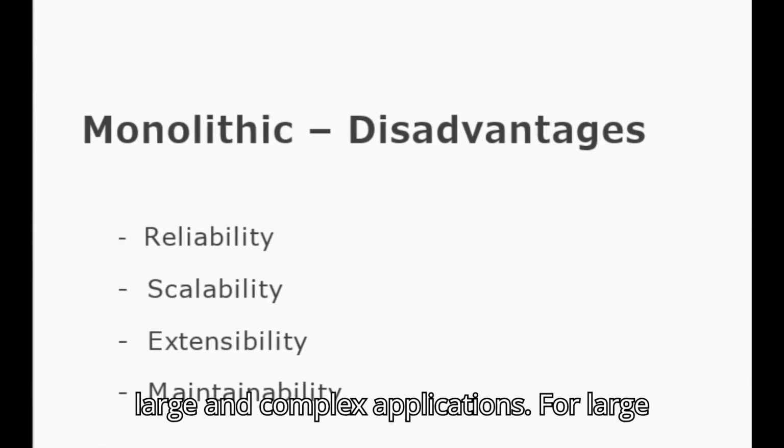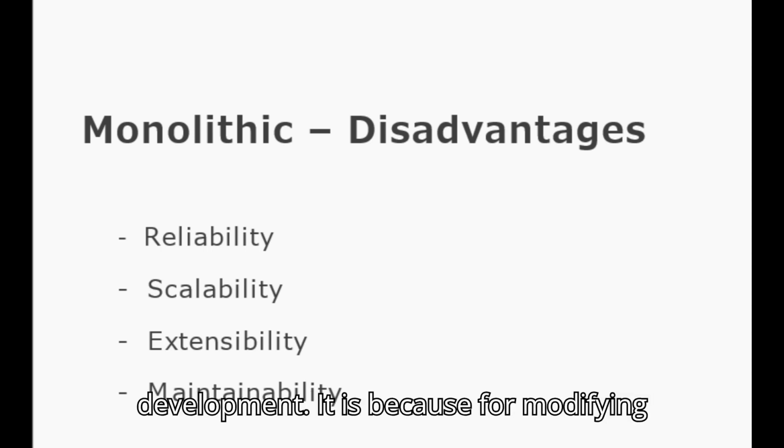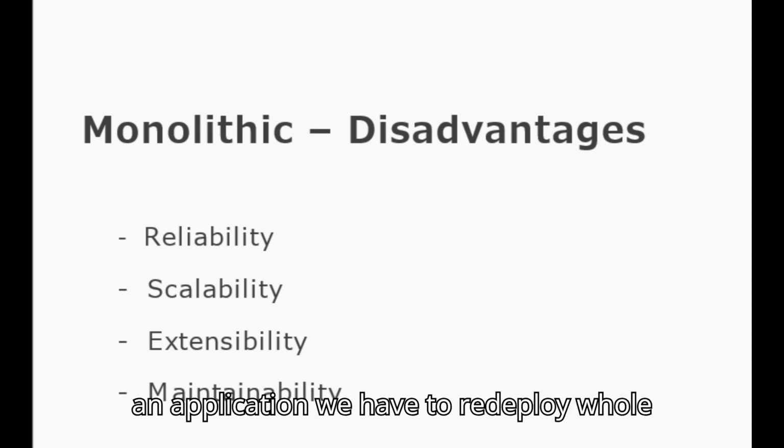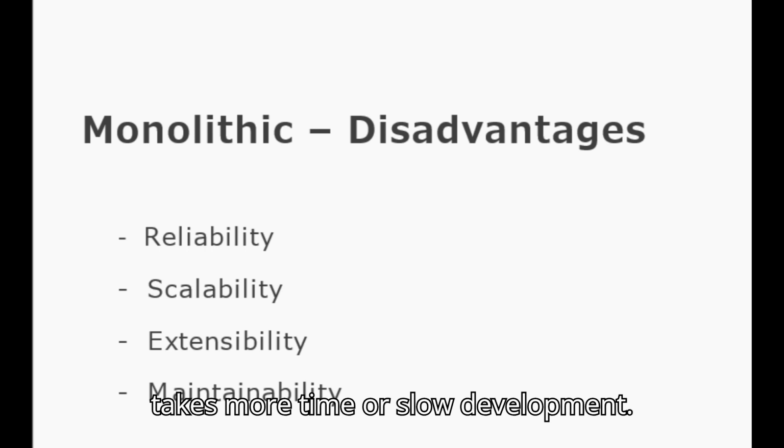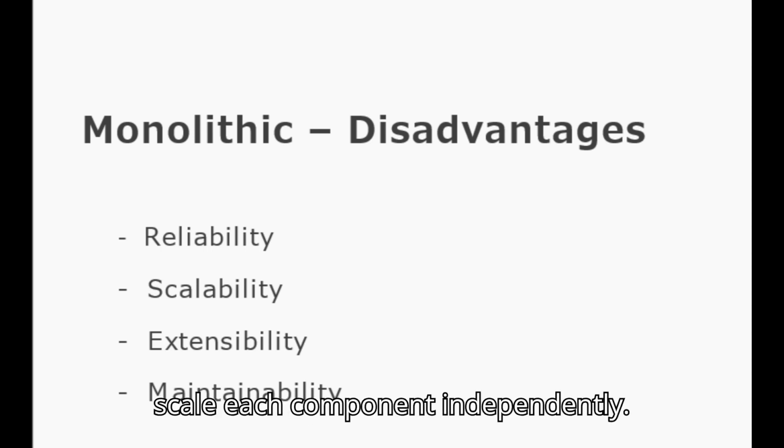Large and complex applications. For large and complex applications, monolithic architecture is difficult to maintain because the parts are dependent on each other. Slow development. It is because, to modify an application, we have to redeploy the whole application instead of updating one part. It takes more time, so development is slow. Unscalable. Each copy of the application will access the whole data, which makes more memory consumption. We cannot scale each component independently.